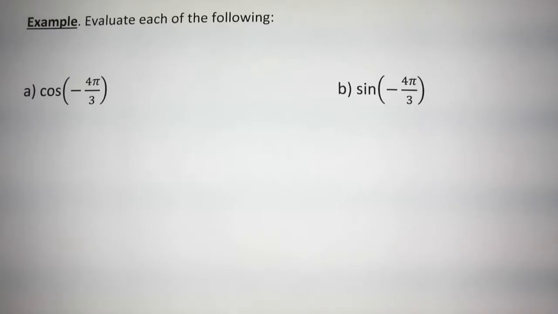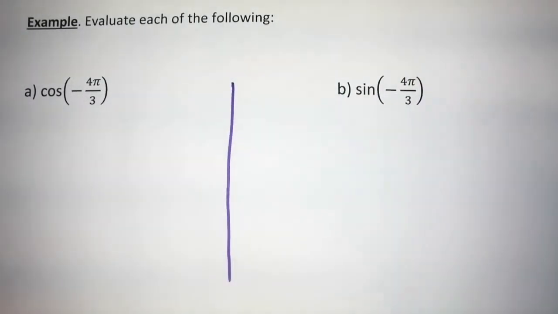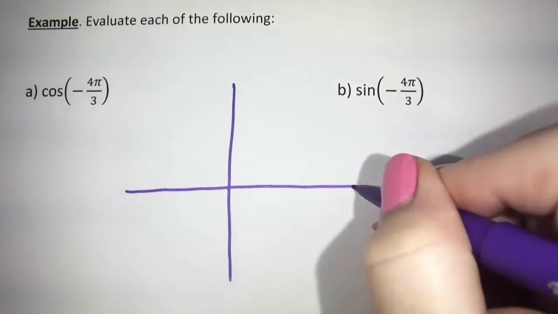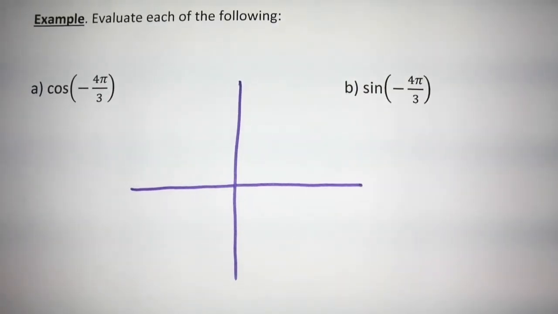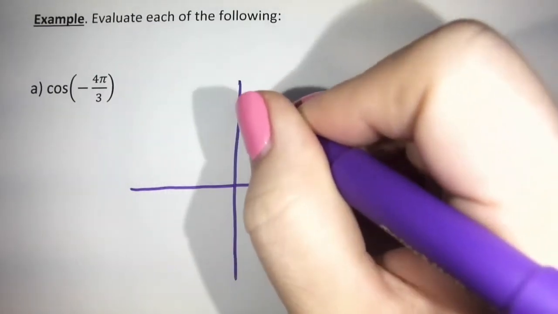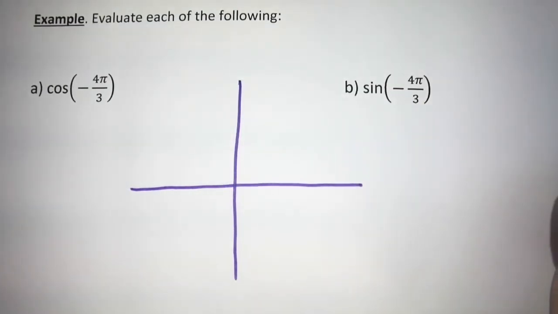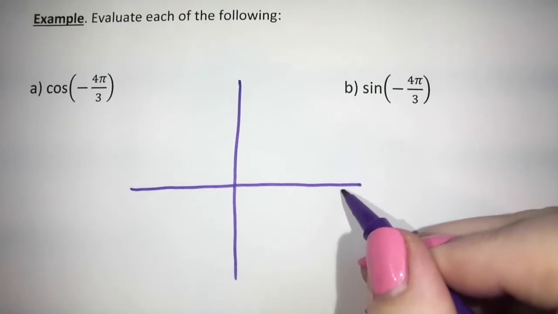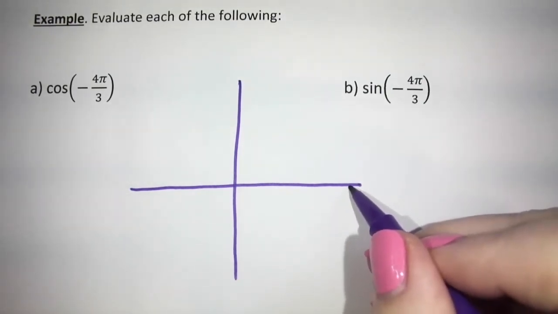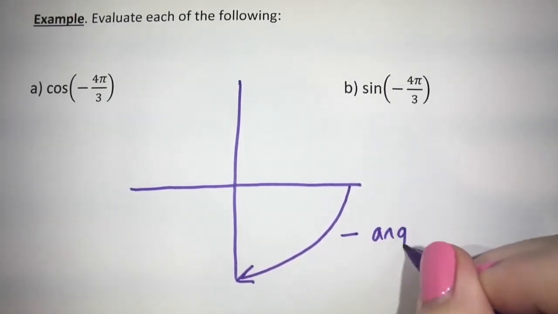So first example here, we've got cos of negative 4 pi over 3. So we have to think about, where does negative 4 pi over 3 go? Parts A and B both involve the same angle, so I'm just going to draw it once. And negative means that it moves in the opposite direction. So instead of moving this way, from here across up to the top in a counterclockwise direction, we're going to move down this way. So a negative angle would go towards the bottom here like that.